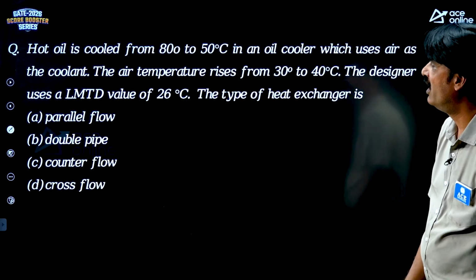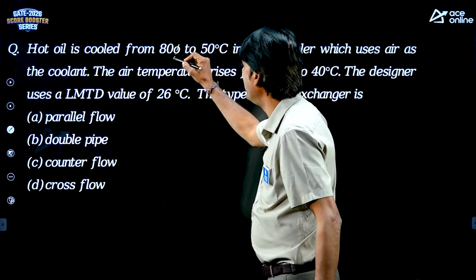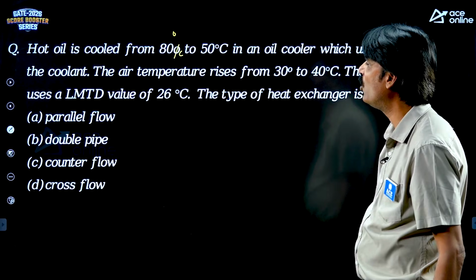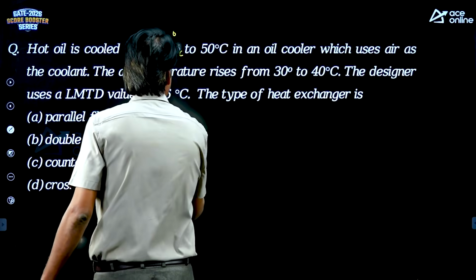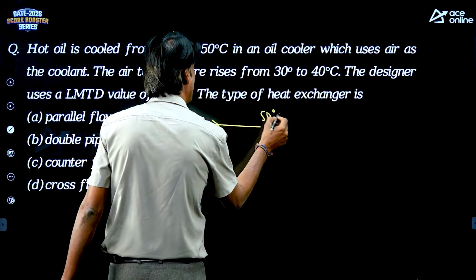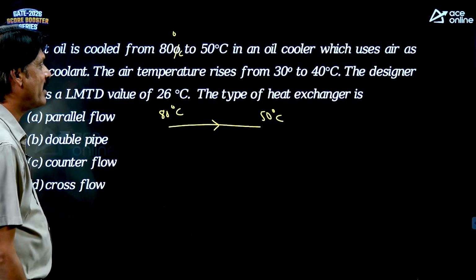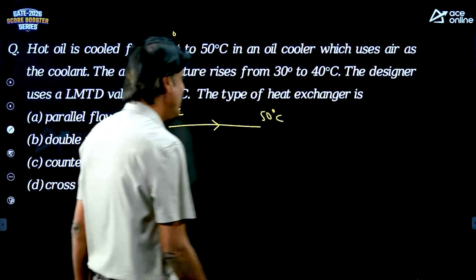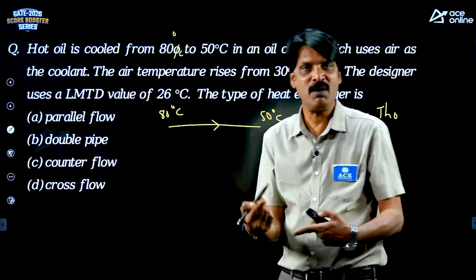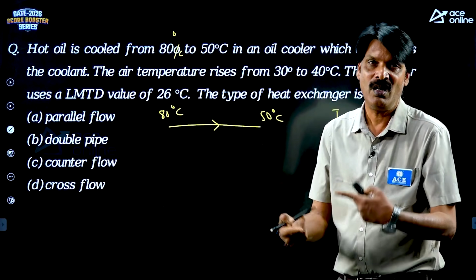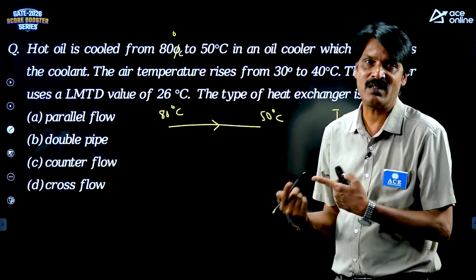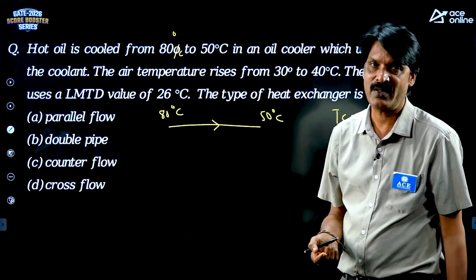Then, hot oil is cooled from 80 degrees centigrade to 50 degrees centigrade in an oil cooler which uses air as the coolant. So, this is 80 degrees to 50 degrees. Air temperature rises from 30 to 40. Here the cold fluid outlet temperature is less than the hot fluid outlet temperature. It can be parallel flow, counter flow, or cross flow, anything can happen. If the cold fluid outlet temperature is greater than the hot fluid outlet temperature, then it will be a counter flow heat exchanger.